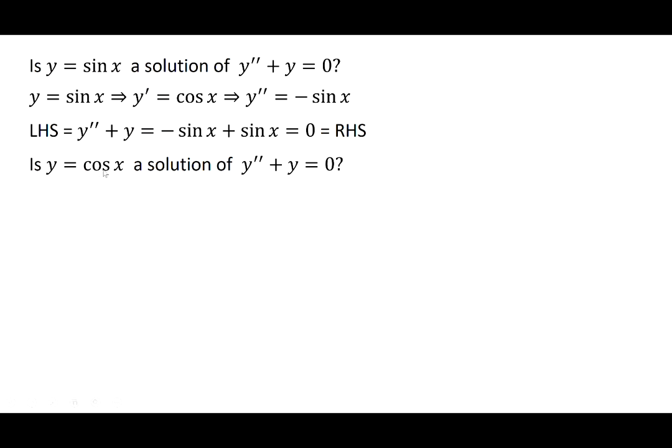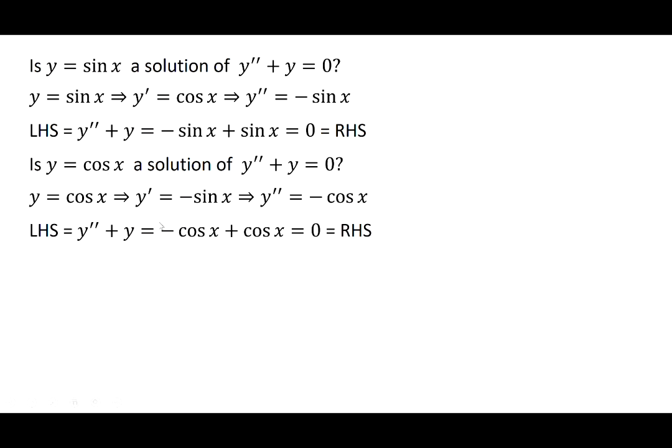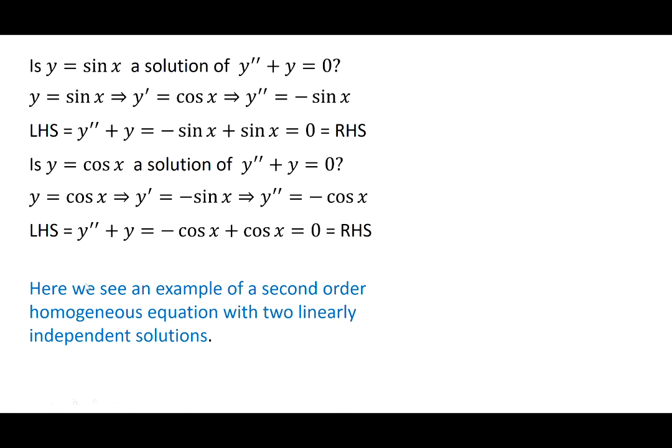Is y equals cosine x a solution? Turns out, yes. Even if you were to do the same thing as you did for sine x with cosine x, you will notice that left hand side equals right hand side, and cosine x certainly satisfies this equation. So at least here we see an example where we have a second order homogeneous equation and it does have two linearly independent solutions, sine x and cosine x.